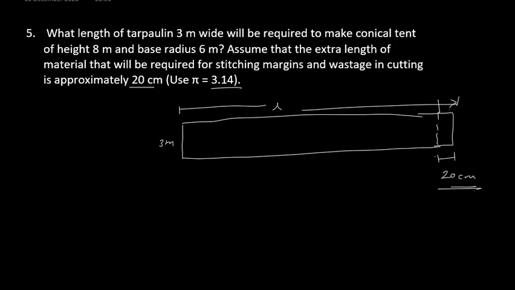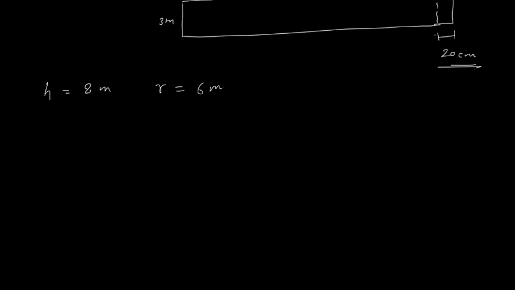So what length of tarpaulin is required? Fine, so we understood what we have to find out now. The length of the tarpaulin 3 meter wide will be required to make the conical tent of height 8 meters. So height h is given, height is 8 meter, and the base radius r is given 6 meter. Tarpaulin again, this will be in the form of curved surface area. We need not find the base area.